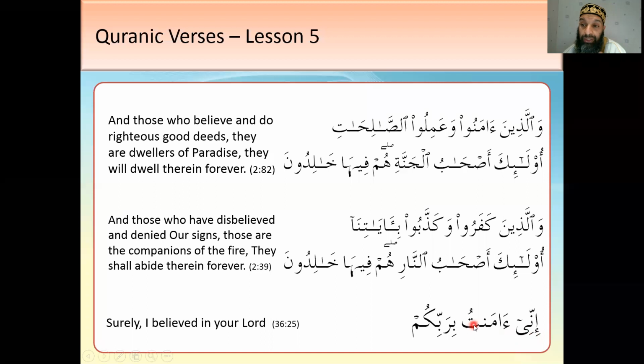And then amantu. Amantu, we've just done it today. The tu. What does tu do? Amana means to believe. Tu means, yes, I believed. Surely, I believe. Look, amantu, katabtu, qataltu, sami'tu. Amantu, I believed, bi rabbikum, in your all's Lord.